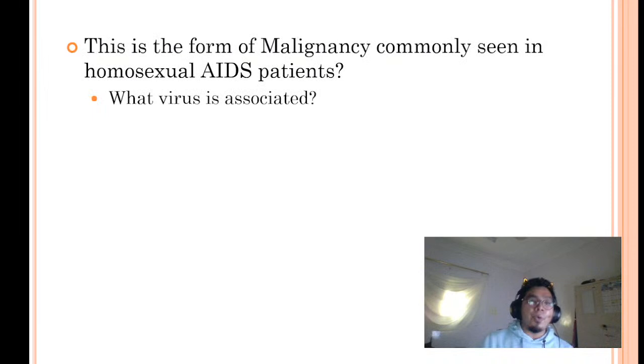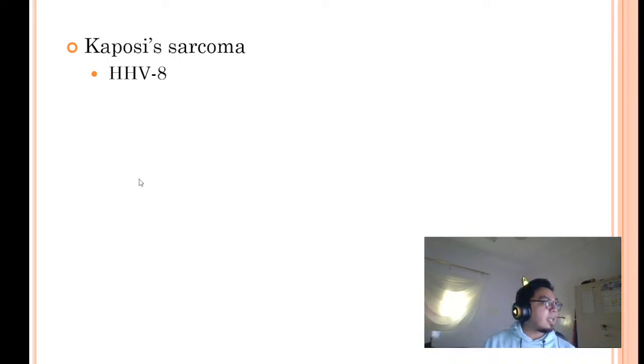All right, this is the form of malignancy commonly seen in homosexual AIDS patients. I think it's very controversial, but we still have to put it under consideration because it's commonly seen. I looked at the statistics personally, and yes, it does happen in homosexual AIDS patients, particularly homosexual men, and that is Kaposi sarcoma, which is also associated with HHV8.